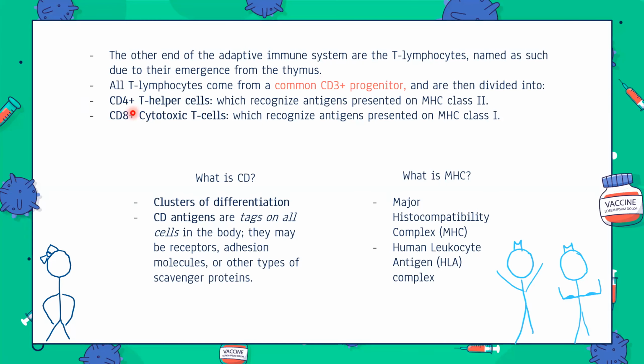Now, our CD4 positive T helper cells are going to recognize antigens presented on MHC class 2, and our CD8 positive cytotoxic T cells are going to recognize antigens presented on MHC class 1. What is MHC? I mentioned this to you guys in our last session pertaining to a specific type of cell that reacts to absent MHC. What type of cell was that? Can you guys remember?